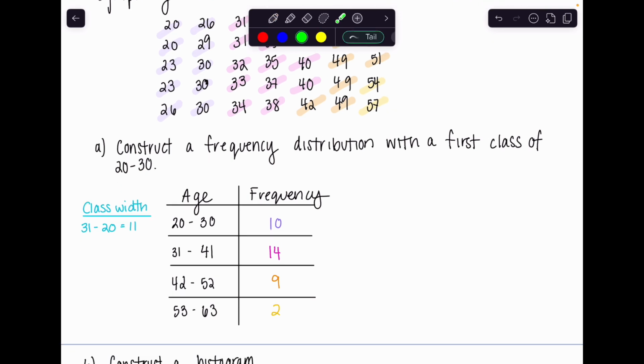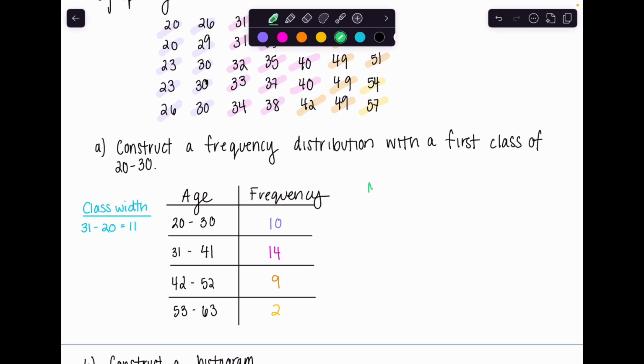Again, if I wanted to find relative frequency, then all I would do is take each of these and divide by how much data there is. And thankfully they told us that it would be dividing by 35. Okay. Now we're also going to find those other key pieces of information.